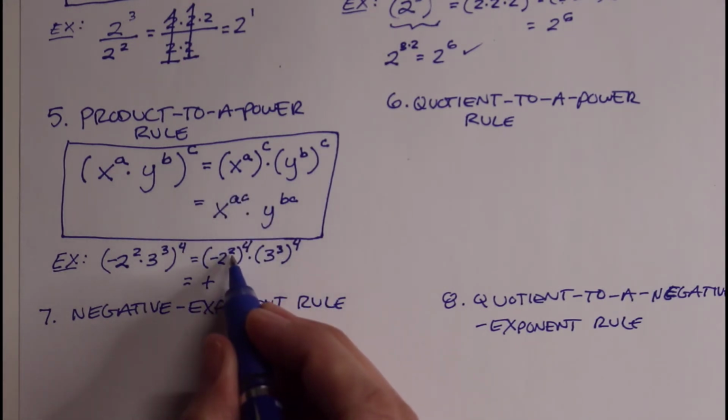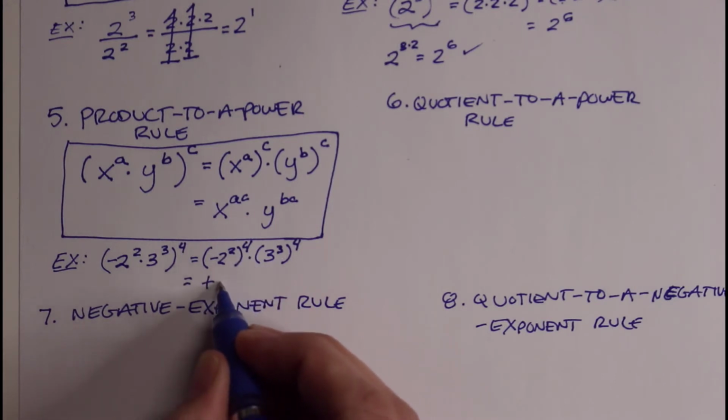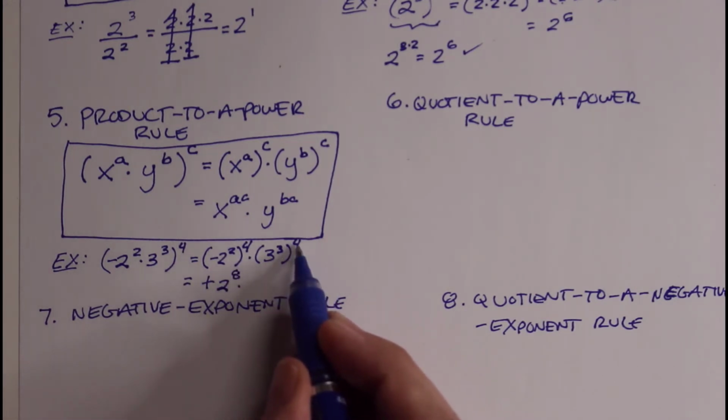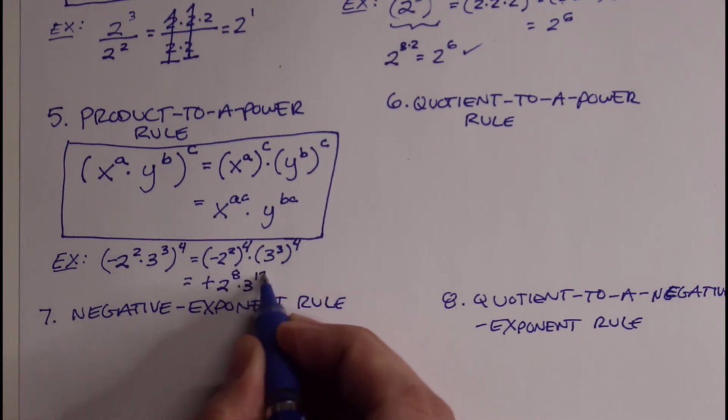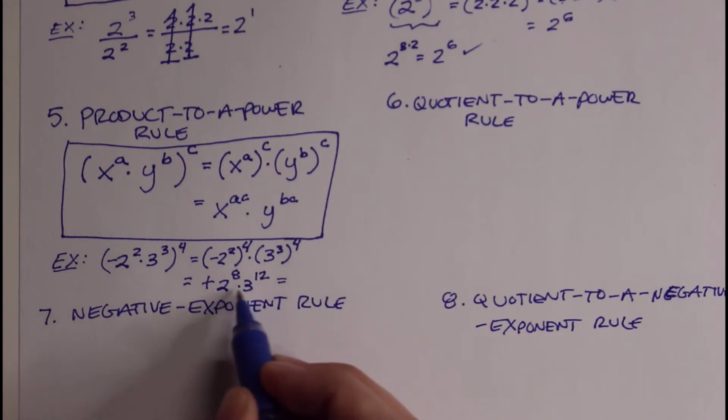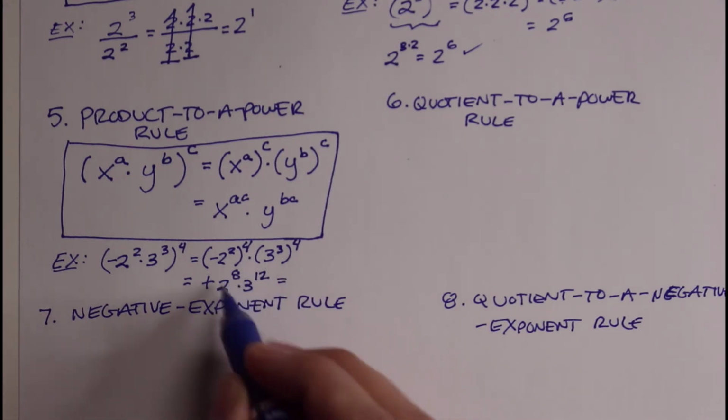And so this becomes 2 times 4, so this is 2 to the 8th power. And then this becomes 3 times 4, so that's 3 to the 12th power. And then you can simplify this one a little bit more. You would actually put these numbers maybe in the calculator and figure out what do they actually equal in terms of this large number.